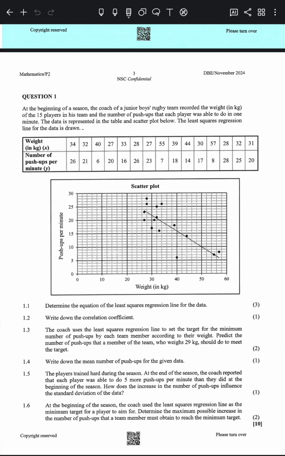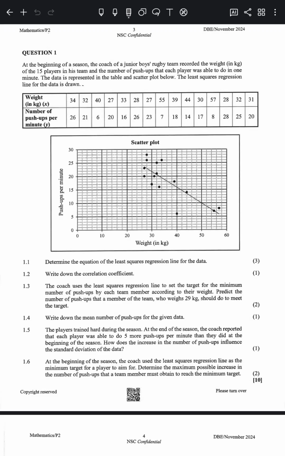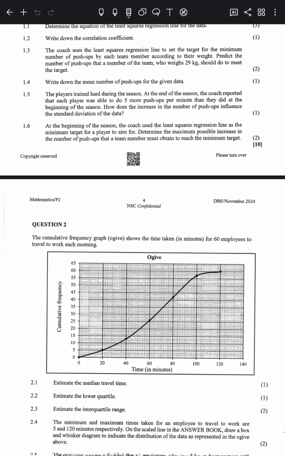So therefore, they just give you a scatter plot and give you some data, then determine the equation of the least squares regression. You can use the calculator, write down the correlation coefficient. You can still use the calculator. Therefore, now when it goes to 1.4, 1.5, and 1.6, it is a matter of understanding the basics and understanding the question. Okay, so that is 10 marks. Okay, that was pretty fair.